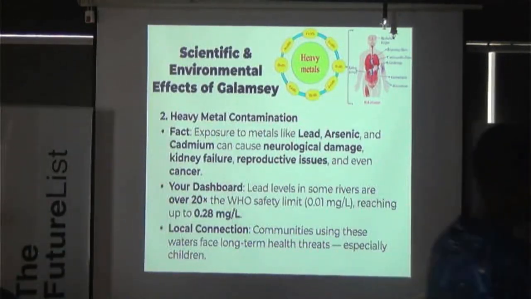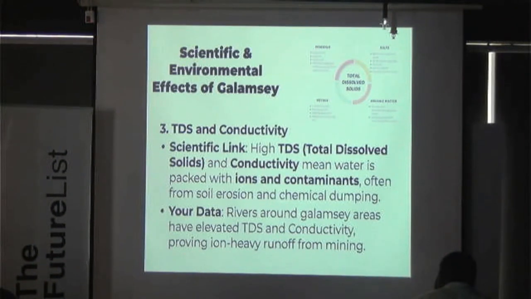Thirdly, there was a relationship between the total dissolved solids and conductivity. That relationship was a strong positive one, meaning that the more dissolved substances there are in the water, the higher the concentration of these ions, meaning that these concentrations were from soil erosion and the effects of these chemicals in our water bodies.